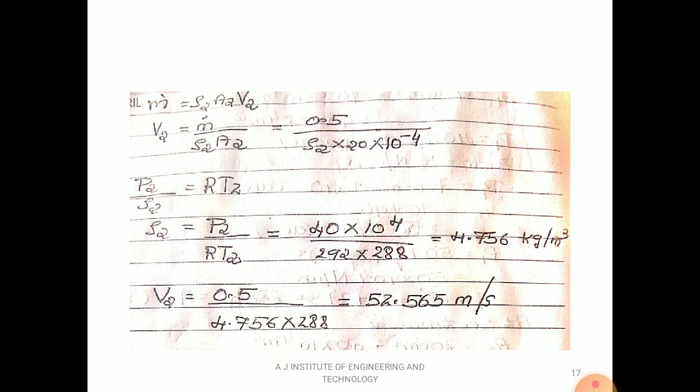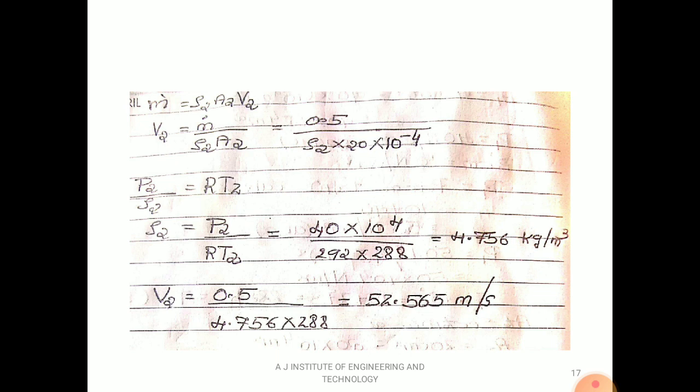Now in order to get rho 2, again go for the equation of state. P2 divided by rho 2 equal to RT2. So the expression for rho 2 is rho 2 equal to P2 divided by RT2. P2, T2 and R values are known. So 40 into 10 to the power 4 divided by 292 into 288. Temperature T2 should be equal to T1 because it's an isothermal process, so the temperature should remain constant. Upon substitution, we get the value of rho 2 as 4.756 kg per meter cube.